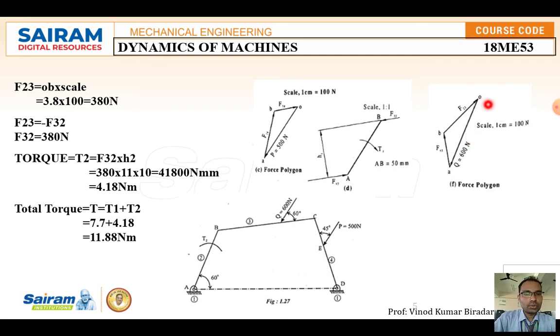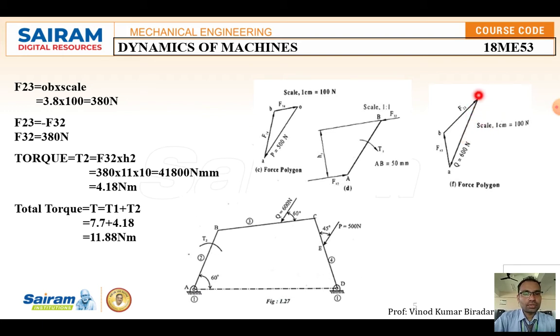We know that one force is acting in the downward direction, and the next arrow should follow next to the other. So you complete this force polygon diagram. Force F23 is nothing but the 2 element pushing the third element, and F43 is the 4 element pushing the third element.